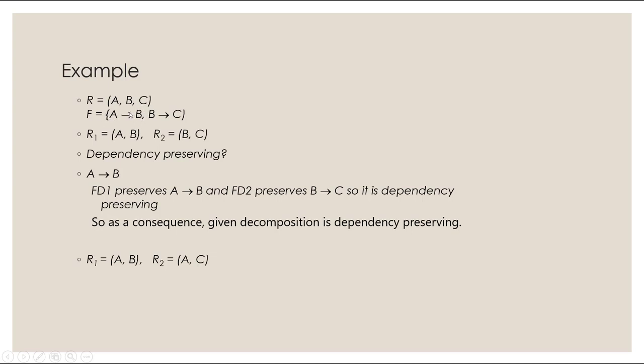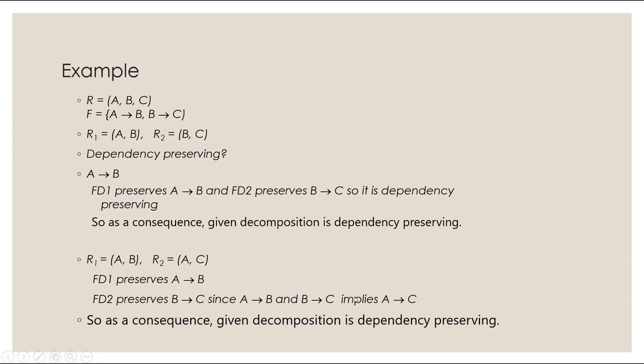so from A you can get B, right? And if you know B, you can also get C. So we can infer from combining these two that A actually determines not only B, but C as well. So A determines C. So that was actually preserved in R2. Yes, combining the two implies that A determines not only B, but also C. So FD2 is also preserved in R2. So both of these were preserved, so this is also a dependency preserving decomposition.